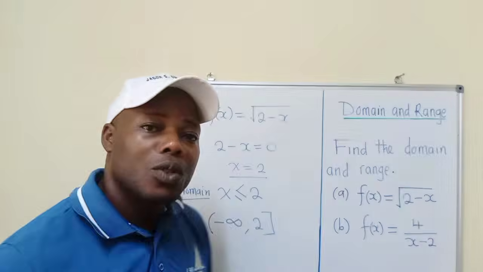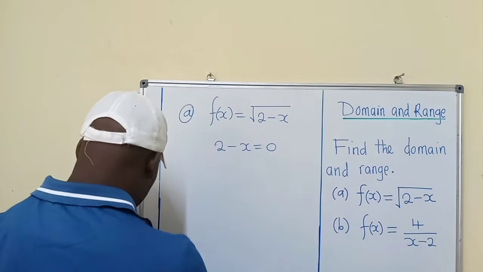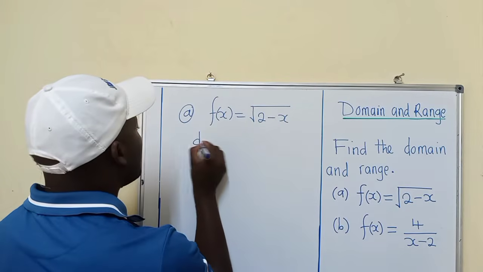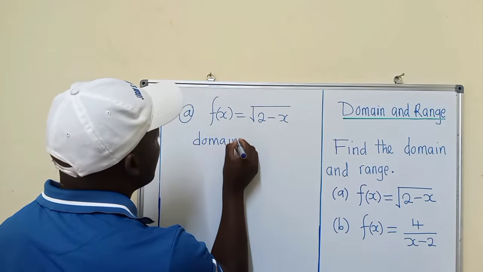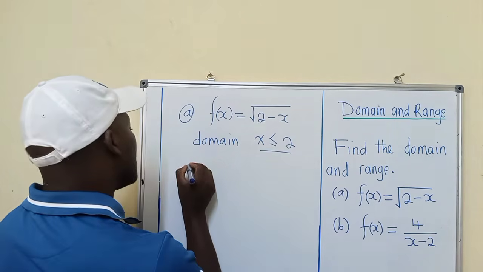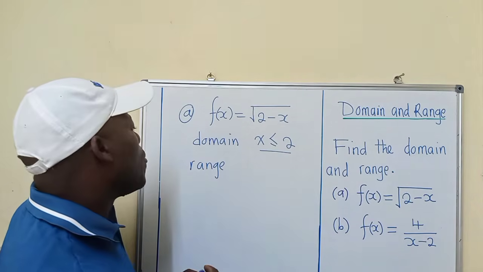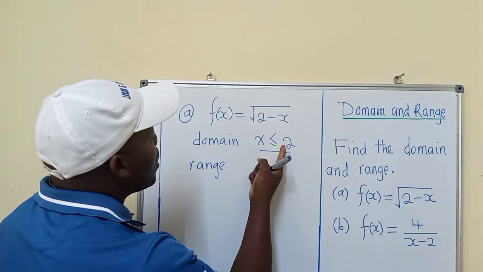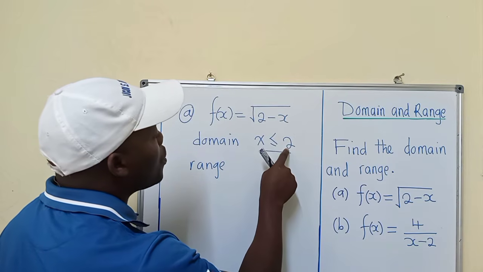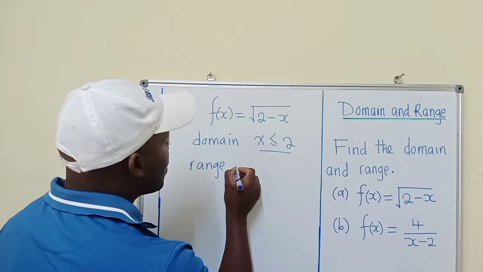So let's move to the range. So for the range, we need to be very careful. So let me write our domain. Domain: x is less than or equal to 2. So this is our domain. What about our range? For our range, we just think, what is the smallest value that we are getting when we substitute 2 for x there? So the smallest value that we're getting is 0.